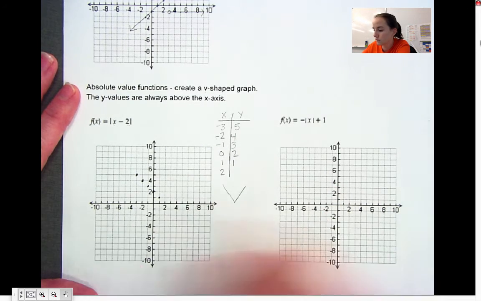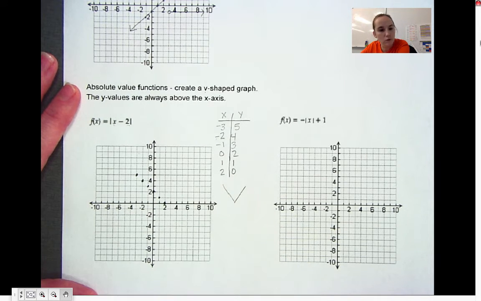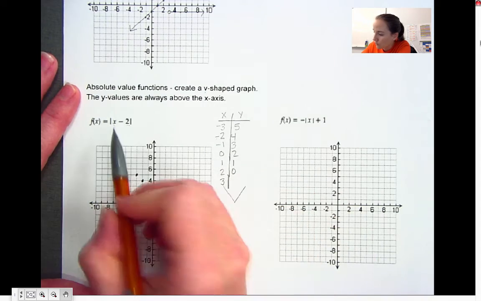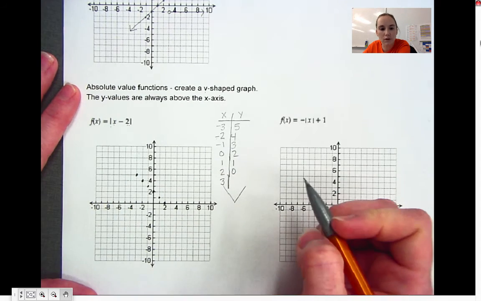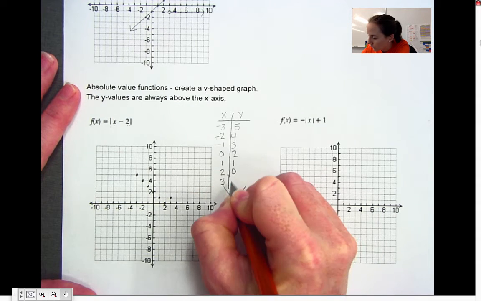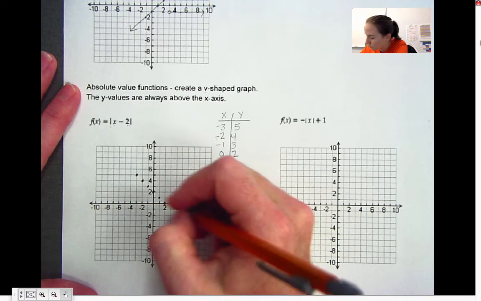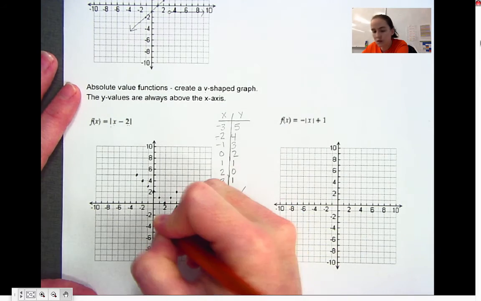2. 2 minus 2 is 0, and the absolute value of 0 is 0. Hopefully we'll change directions now because I've just been going in a straight line. 3. 3 minus 2 is 1, and the absolute value of 1 is 1. So at 3, we're at 1. Now we've changed directions. If you plug in 4, you'll get 2, and the absolute value of 2 is 2. And you can continue this method.